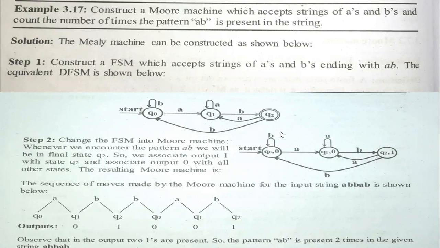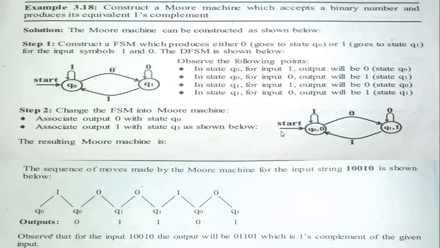Then the last problem of module number 1. So this is the last problem. Construct a Moore machine which accepts a binary number and produces its equivalent ones complement. The same variety we are using, the same kind as we discussed in the Mealy machine.